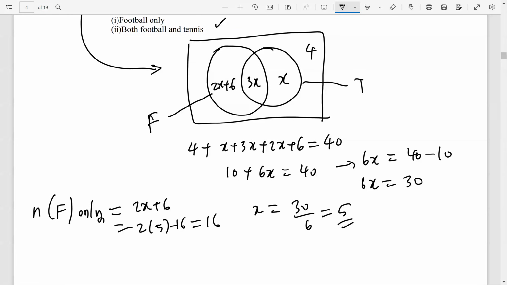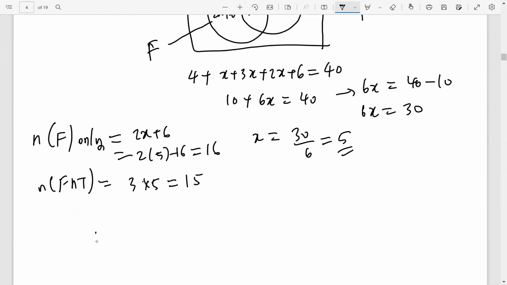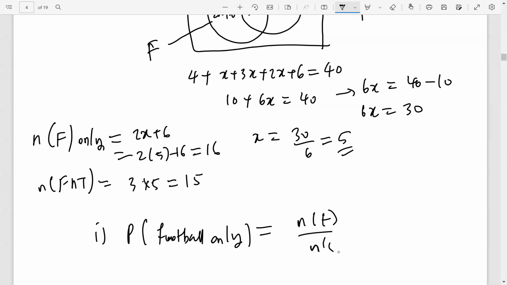And the number of those who like both football and tennis, the number of football intersection tennis, we know that it is 3x. It is 3 times 5. Of course, it is 15. So now the probability for case 1, probability of having football only, you're going to take the number of events divided by the number of sample space. And the number of events here is 16 divided by the total number of students, which is 40, dear students. So by 8 it is 2, by 8 here it is 5, you get 2 over 5.